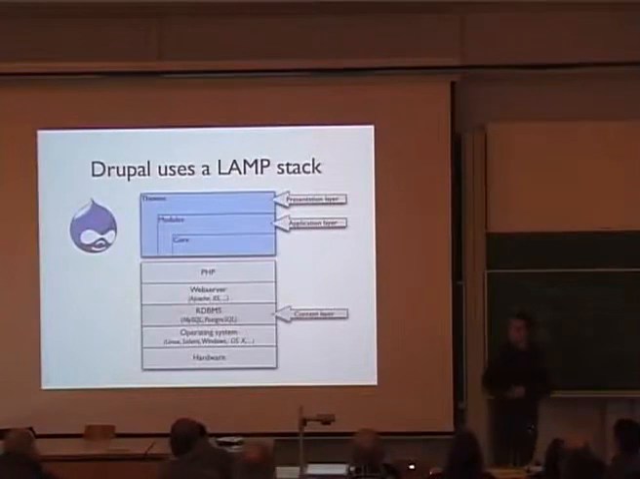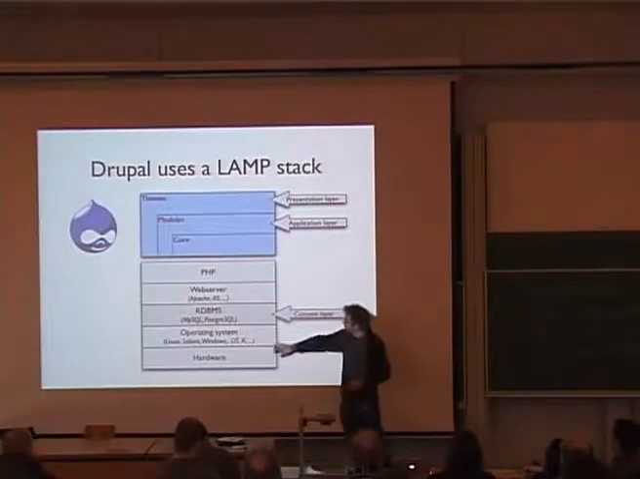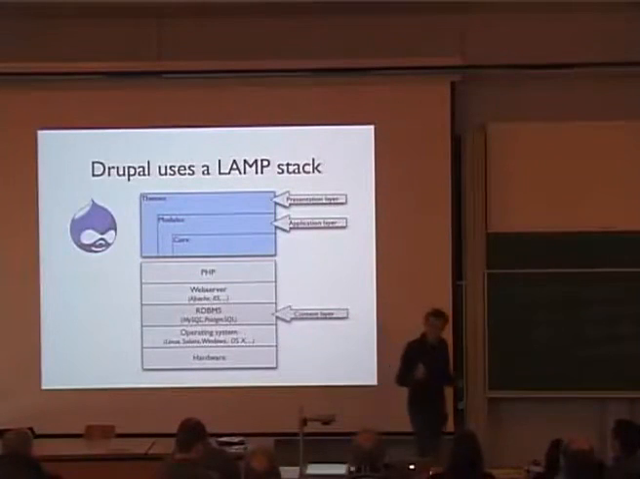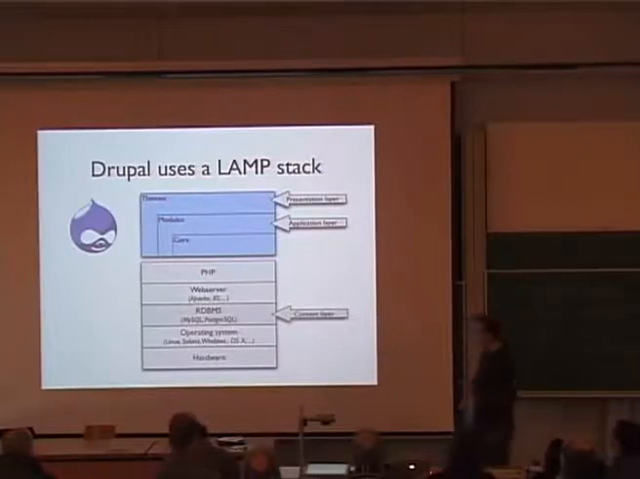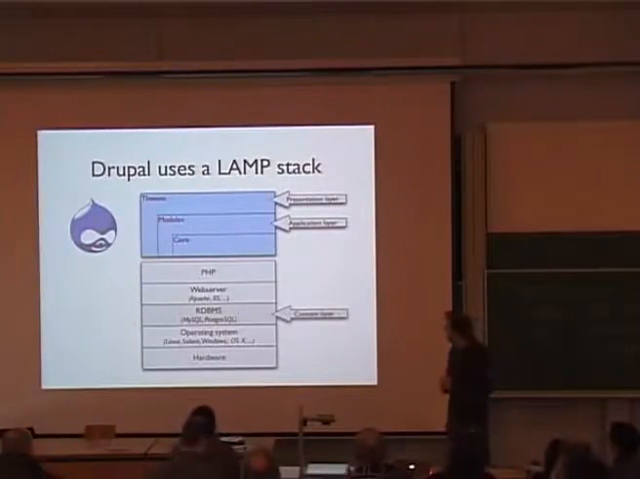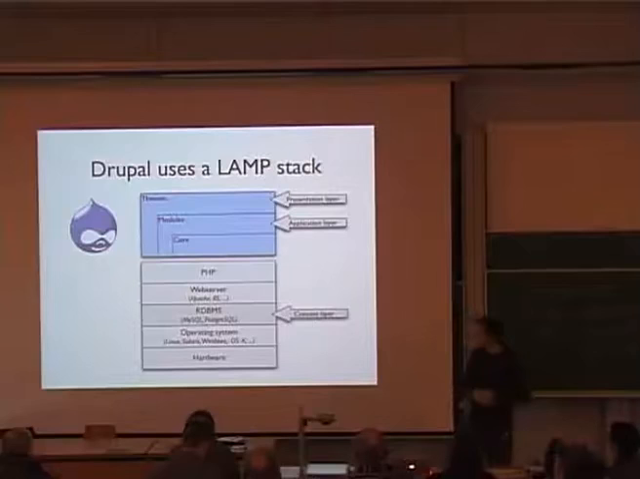Drupal uses a LAMP stack. What this means is that you need some sort of platform. You have hardware, can be any hardware really. And on top of the hardware, you need an operating system. It can be Linux, Solaris, Windows, and so on. And on top of the operating system, you need to have a database. Typically, most Drupal sites use MySQL, but we also support Postgres. And there's people working on Oracle and DB2 abstraction layers.